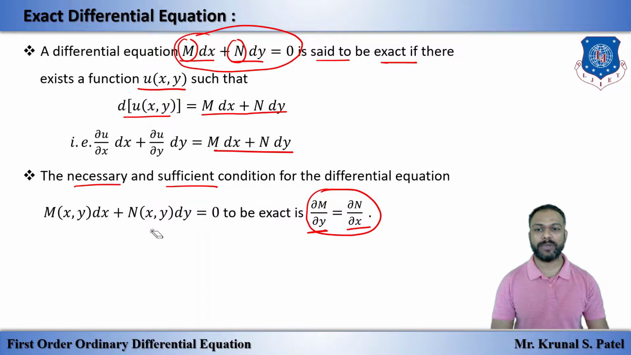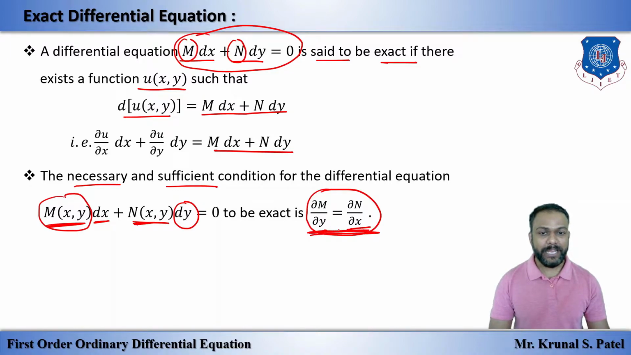You have to remember it like this: the coefficient of dx, differentiate it partially with respect to y, and the coefficient of dy, differentiate it partially with respect to x, the opposite. If these are equal, then we can say that the given differential equation is exact. This is the necessary and sufficient condition. If it is asked in the examination, you can write it.